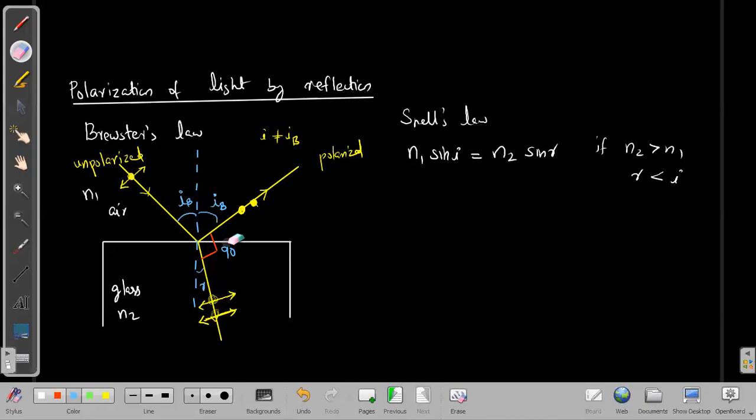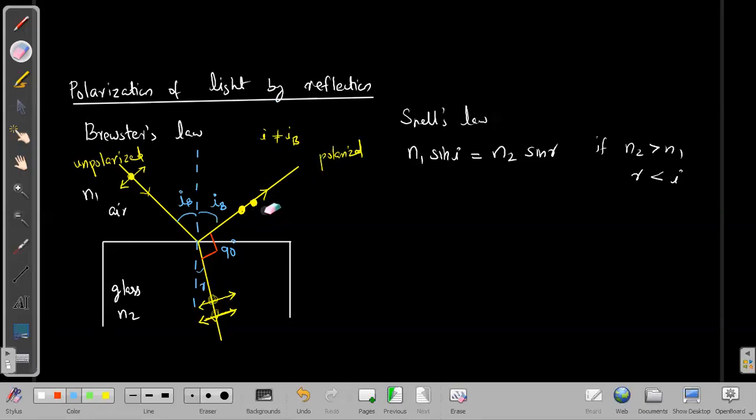What we have done is polarize light by reflection. This is very easy to do. Suppose you have a glass slab and incident light exactly at the Brewster's angle, then the reflected light would be completely polarized. This is a very easy and very cost effective method to polarize light.